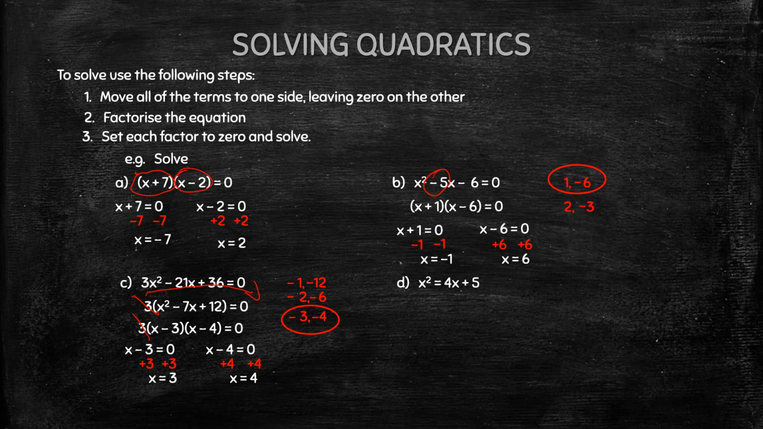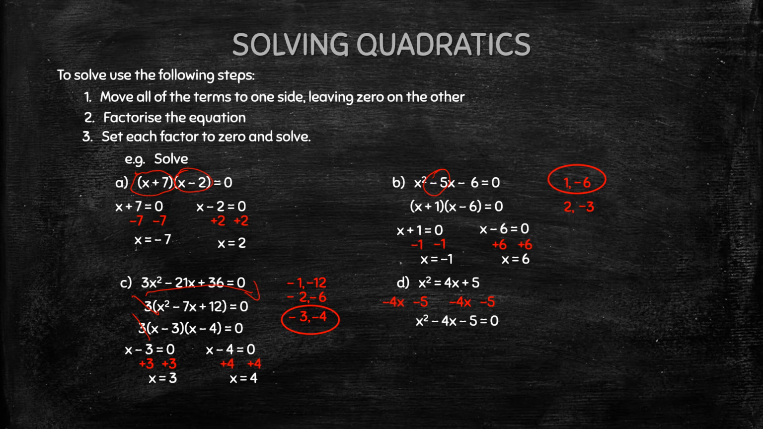Now this is one of the ones where we have to do step 1 first. So we've got to move all the terms to one side, leaving 0 on the other. Okay, so we're going to take everything over to the left hand side. So we're going to take minus 4x and minus 5. And we put it equal to 0.